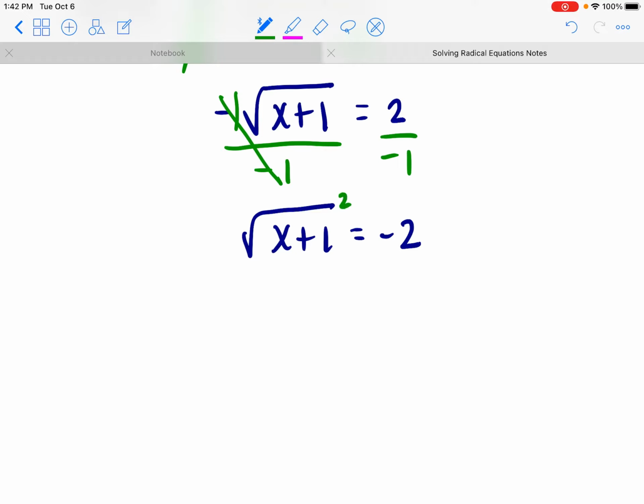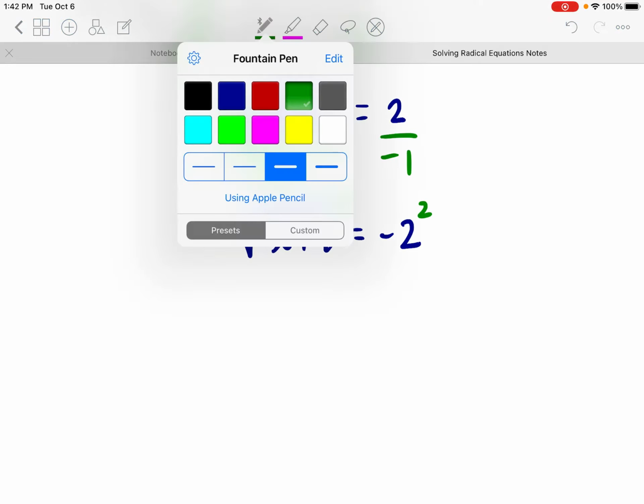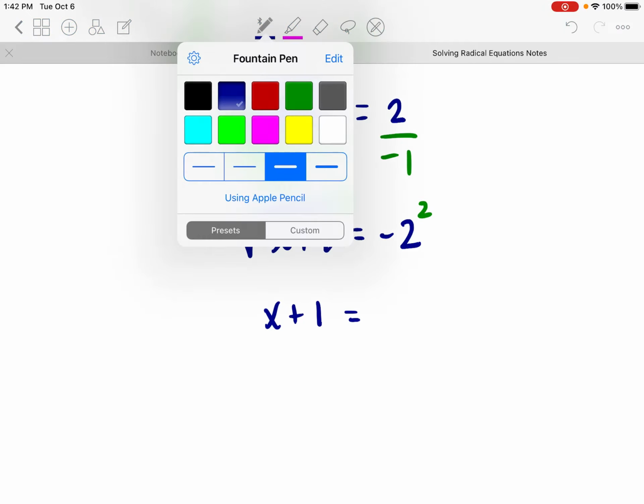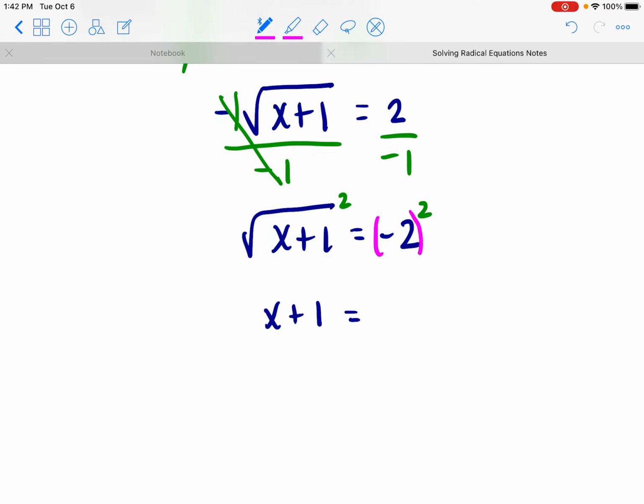We get rid of a square root by squaring both sides. Square and the square root cancel, leaving me my radicand, x plus 1. And on the other side, a negative 2 squared. Be careful. We're squaring the entire side, right? So I should be a little more careful here. When we square this side, we want to make sure we're squaring the negative 2. So a negative 2 times a negative 2 means we should be looking at a positive 4 here. And I want blue. So this looks right.